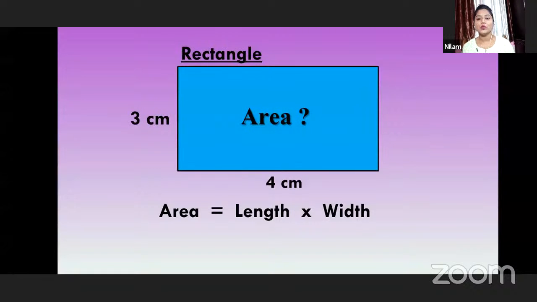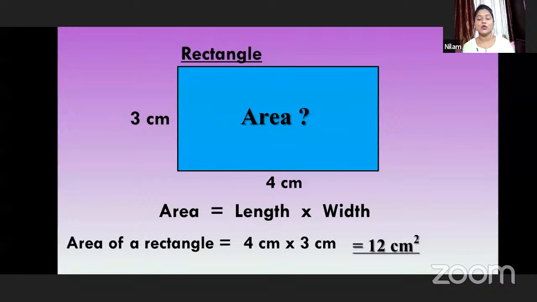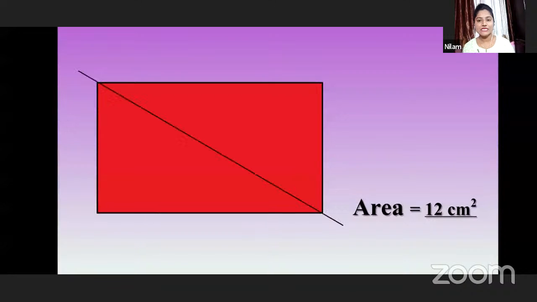And the formula used for finding out the area of rectangle is length into width. So the answer is 12 centimeter square or 12 square centimeter. Okay. So children, this is a rectangle, and we have seen that the area was 12 square centimeter. Just now we have seen it.